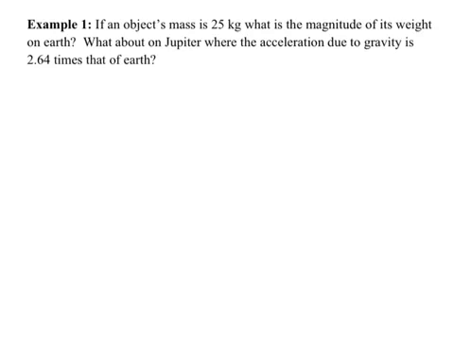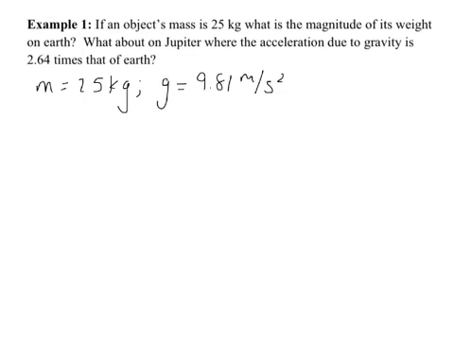If an object's mass is 25 kilograms, what is the magnitude of its weight on Earth? What about on Jupiter, where the acceleration due to gravity is 2.64 times that of Earth? So let's start this problem by listing our givens first. The first thing we know is the mass is 25 kilograms. The second thing we can see right away is that we are looking at this on Earth first, but then we're going to be looking at it on Jupiter. So we know that the gravitational constant g on Earth is 9.81 meters per second squared.